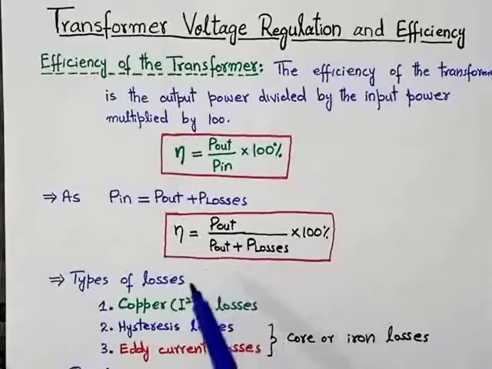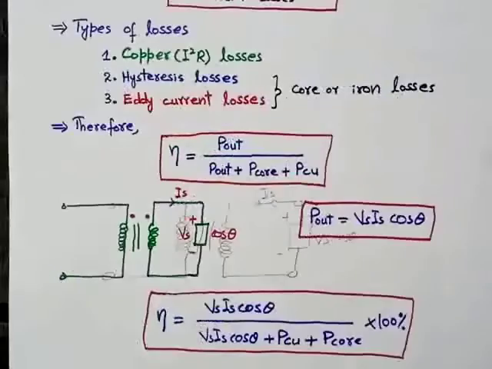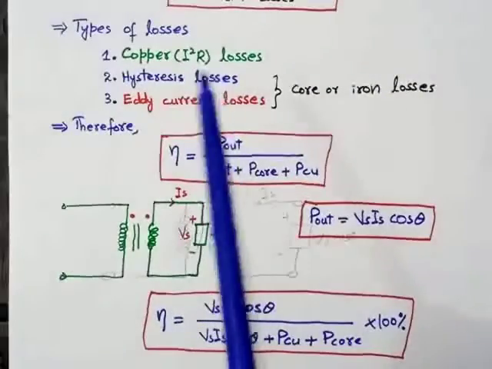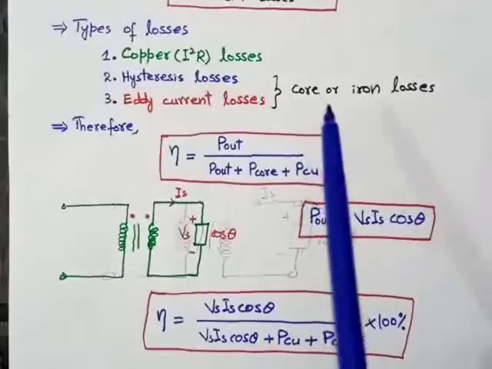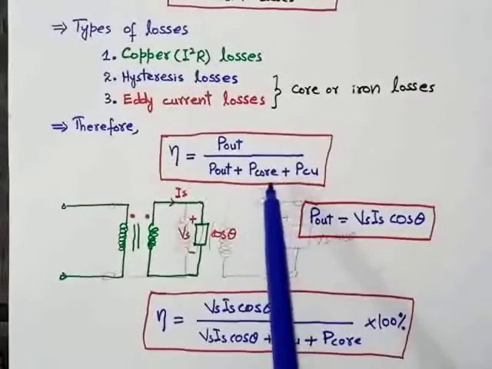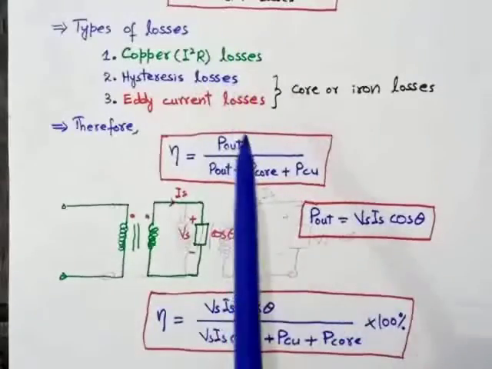So the losses basically depend on three parameters, that is copper losses, hysteresis losses and eddy current losses. So main losses are copper losses and the core or iron losses. As we know, the combination of hysteresis and eddy current losses is called core or iron losses. So we represent the copper losses with P copper, the core or iron losses with P core, and this is the output power, P out.